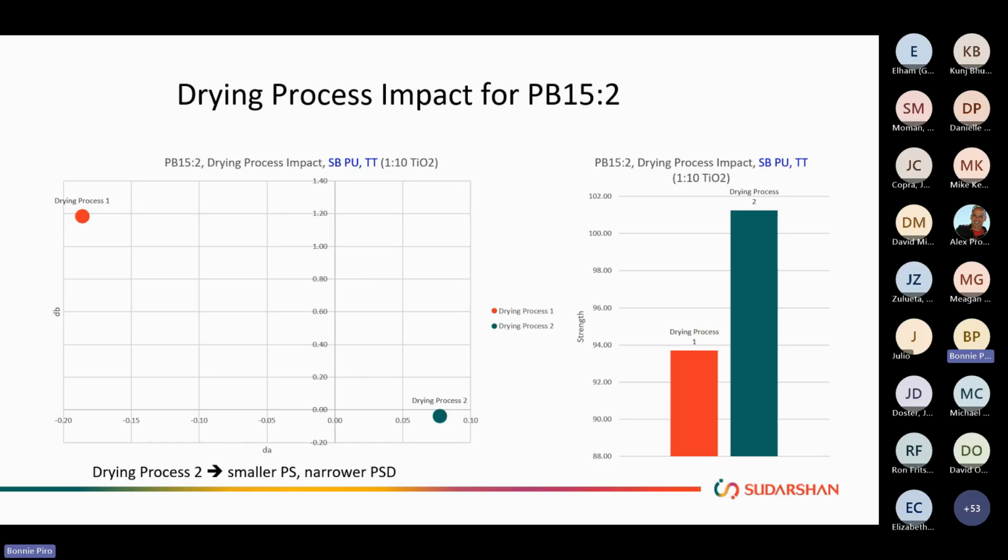Again, going back to the finishing impact. This particular example is a 15-2, where we took a look at two different drying techniques and their impact on, in this particular slide, the strength as well as the tint tone color. We see a difference in how much redness is developed, as well as strength. Drying process number 2, which ultimately provides a smaller particle size and a more narrow particle size distribution, does result in a redder shade as well as a higher strength.